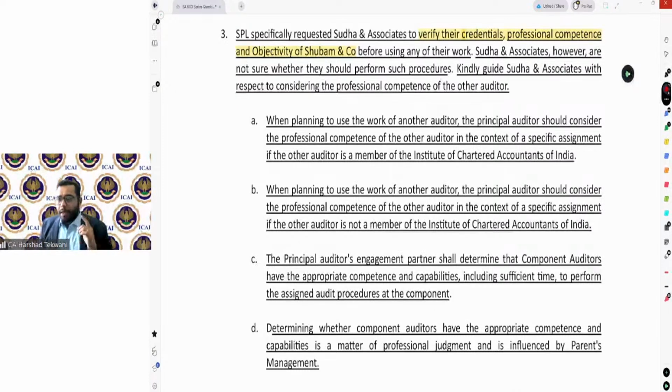That's why if the auditor is not a member of ICAI, then only are we required to verify. Otherwise, we are not required to verify professional competency, credentials, and objectivity. The reason is, if he is being appointed as a statutory auditor, he is competent enough. If he is a chartered accountant in practice, he is competent enough.